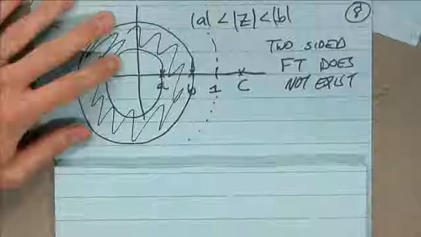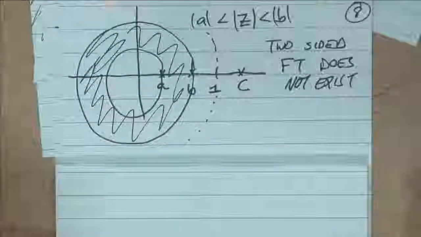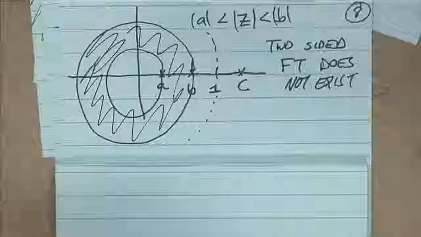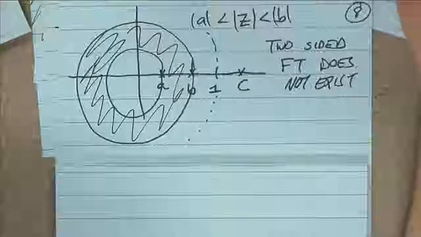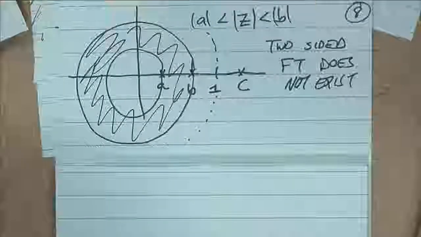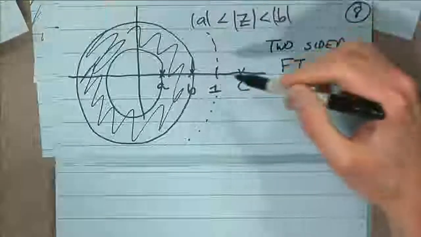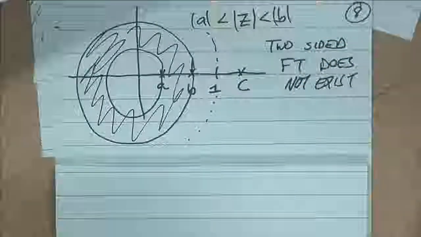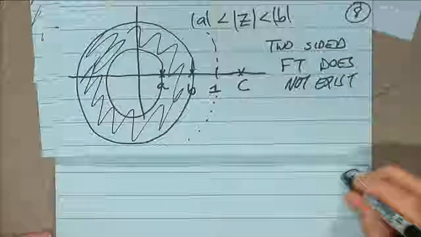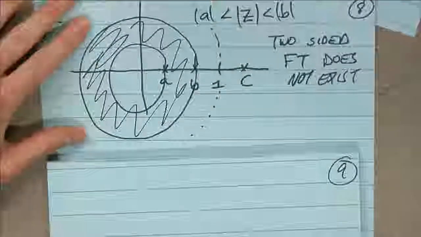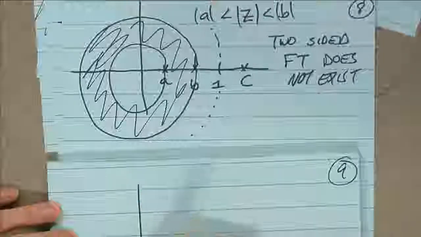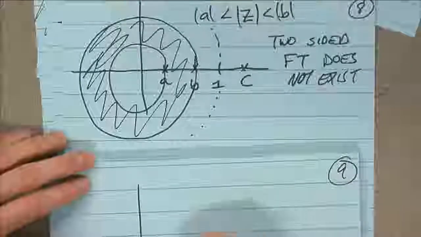Question. Yes. So the property says if it's two-sided, the ROC is a ring bounded by poles. So can a ring be bounded by pole B and pole C? Yes, it can. That's our next example. Yep. Very good. Stole my thunder. That's right. That's exactly where we were headed. That's good. You're keeping up here.